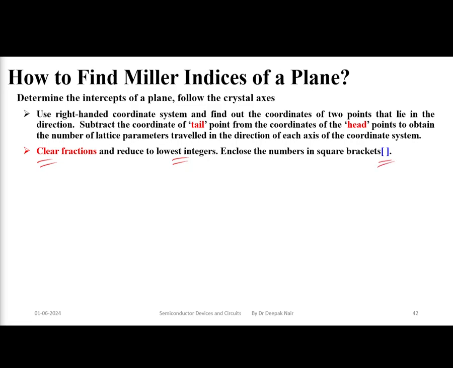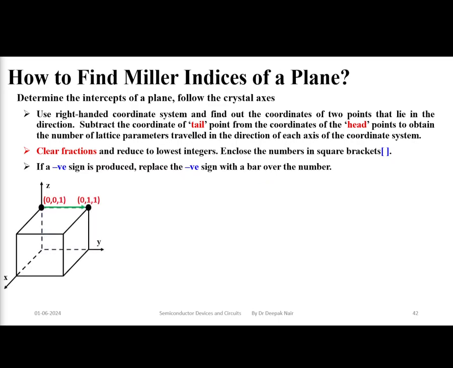And at last, you should enclose the number within a square bracket that will represent the Miller indices of a plane. And negative numbers should be replaced by the number, and above that you should put a bar. So here we have the unit cell.